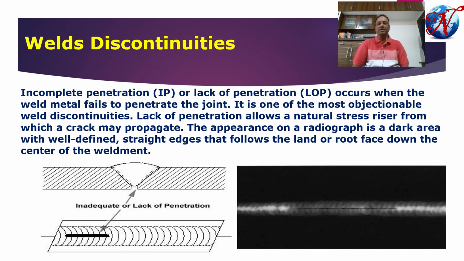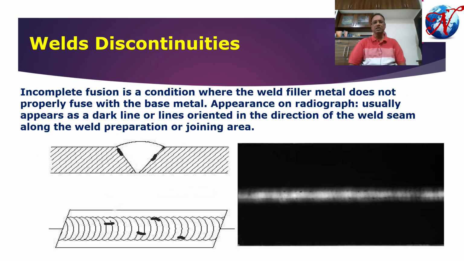Next one, the incomplete penetration or lack of penetration in the root region. We know it is the metal failing to penetrate into the weld root area, and the appearance in the radiograph is a dark area with a well-defined straight edge that follows the land of the root face down the center of the weldment. At the center of the weld, there will be a straight line band, like a rubber band, that we can identify so easily.